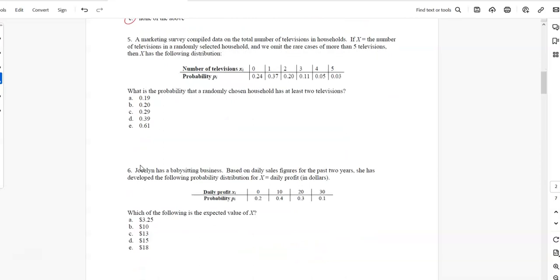Market survey compiled data from a total number of televisions in households. If X is the number of televisions in a randomly selected household, and we omit the rare case of more than 5 televisions, then X has the following distribution. So we're omitting more than 5. That seems excessive, maybe. I don't know.